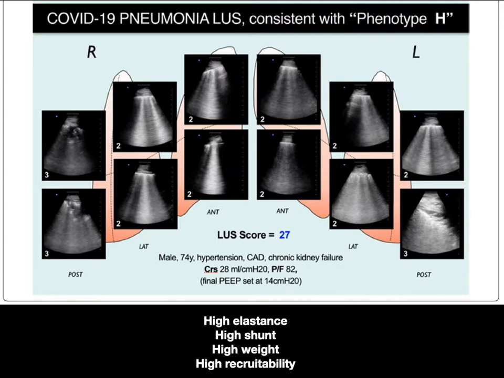And they both have their own lung ultrasound findings, and you see how that lung ultrasound score here is 27, which is much higher, so many more B lines seen in all sorts of different lung fields.